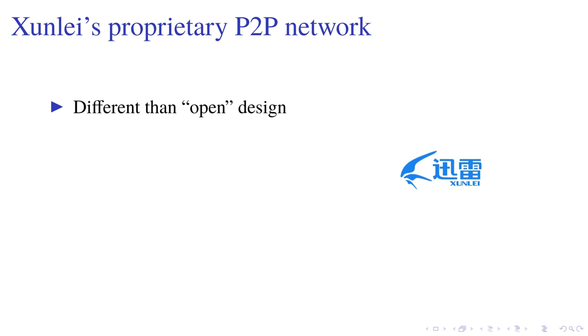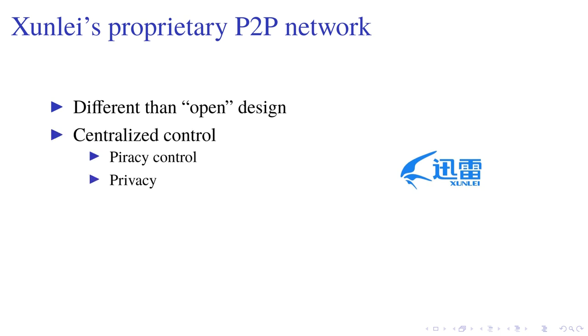Though most peer-to-peer networks have an open design, Xunlei follows a different way. Xunlei is a peer-to-peer client designed by a Chinese company. It uses a proprietary network that has centralized control, which is usually avoided in peer-to-peer network design. Research shows that it may be good for privacy control, but can harm users' privacy with over-surveillance. Xunlei also uses a weak encryption mechanism, which may allow hackers to track users' activities.